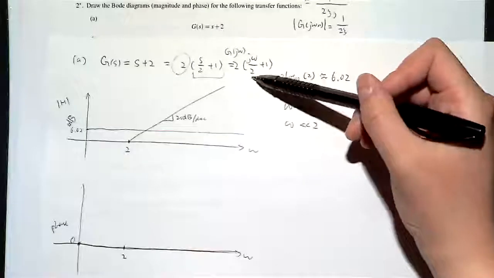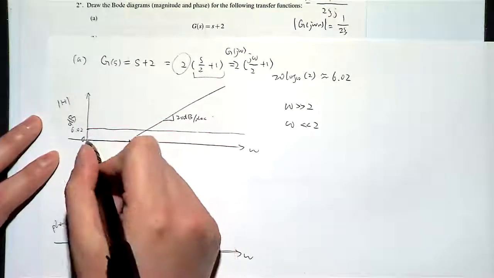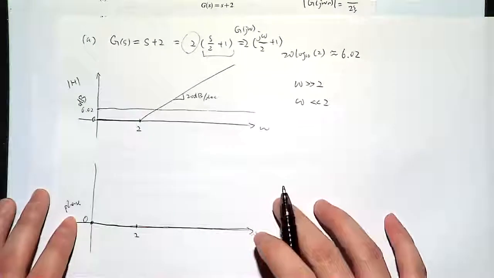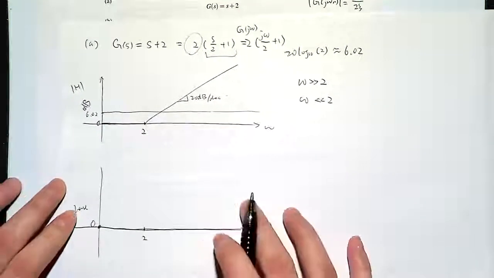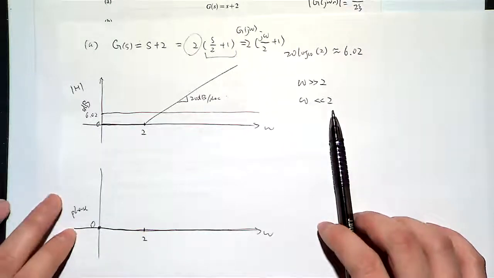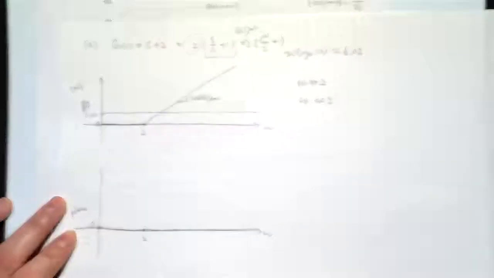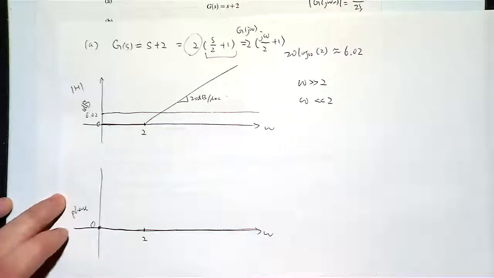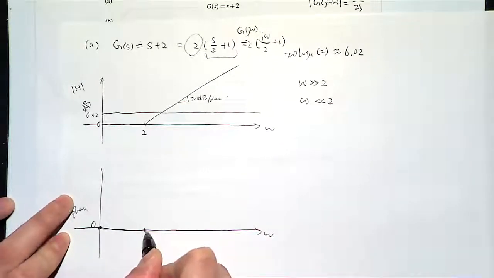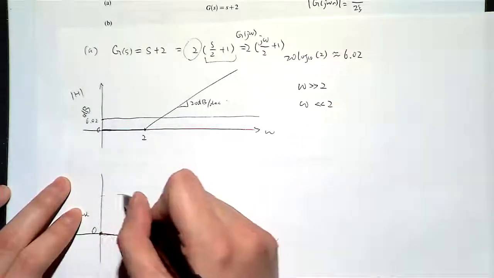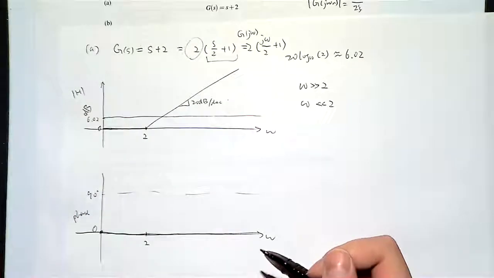Yes, so this term will become really small, right? Well, if this is 0, then it's just here, right? Alright, let's come to the phase. When it's far smaller than 2, the phase will stay as 0, yes. And as someone just mentioned, when it's way greater than 2, it will jump to 90 degrees, right?